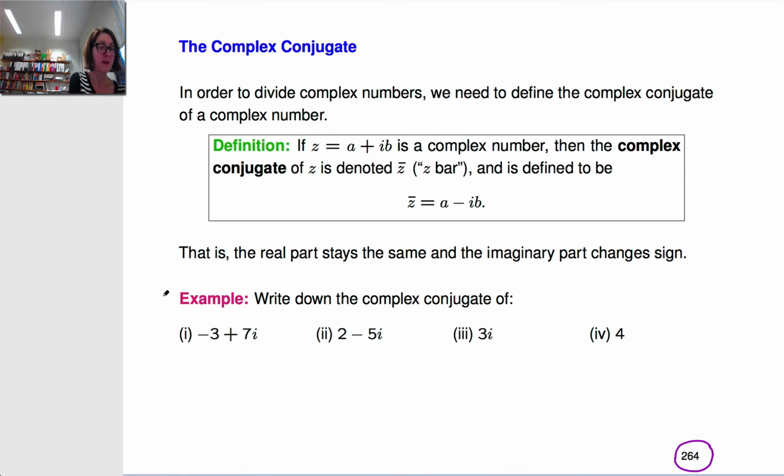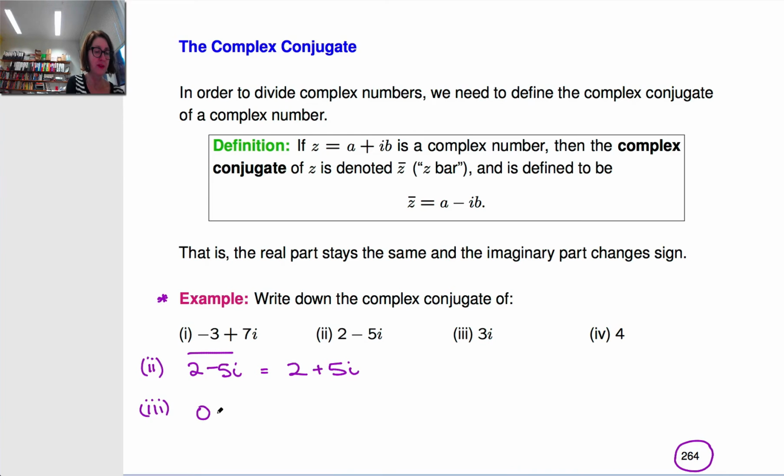In this example, we're just asked to write down the complex conjugate of the numbers given. Remember what it means to be a complex conjugate. We have the same real part, but there's a sign change on the imaginary part of the complex number. So part 3 is just 2 plus 5i.